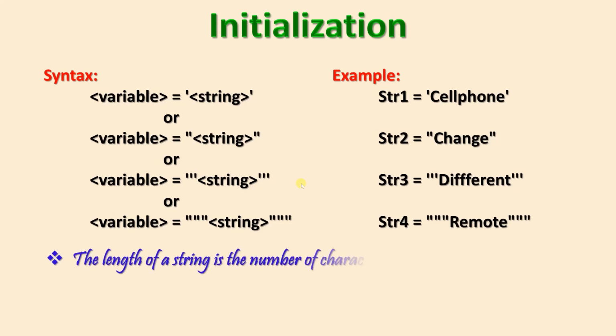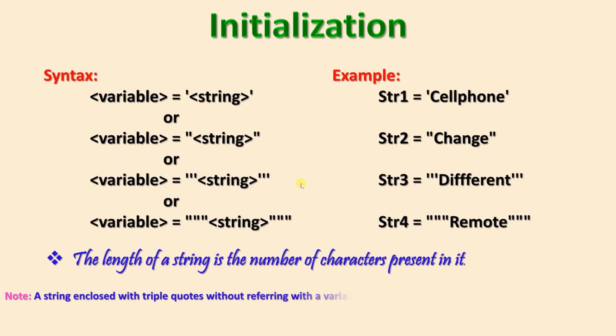The length of the string is the number of characters present in it. For example, the length of str1 is 9, which is 'cell phone' here. Note: a string enclosed with triple quotes without referring to a variable in the program is considered a comment line or comment lines. Hence, it will not be taken as programming code and interpreted.